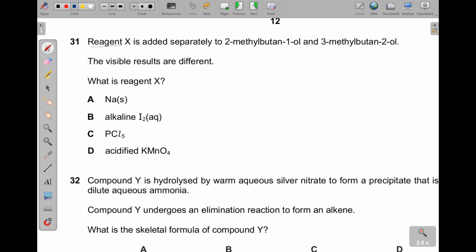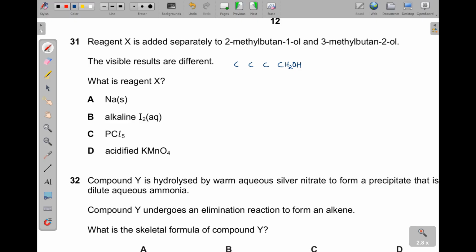Question 31. Reagent X is added separately to 2-methyl-butane-1-ol and 3-methyl-butane-2-ol. The visible results are different. So let's first draw these structures here. 2-methyl-butane-1-ol, this is an alcohol. So this is 1, 2, 3, 4. Okay, butane-1-ol. So I'll put the OH at the end here.